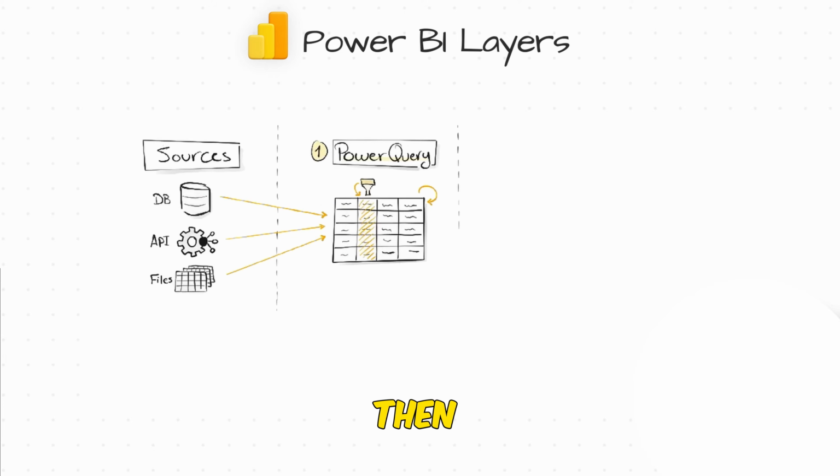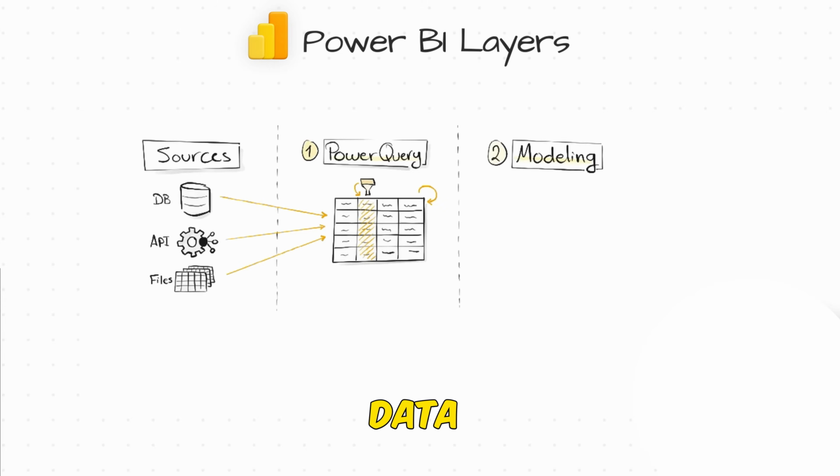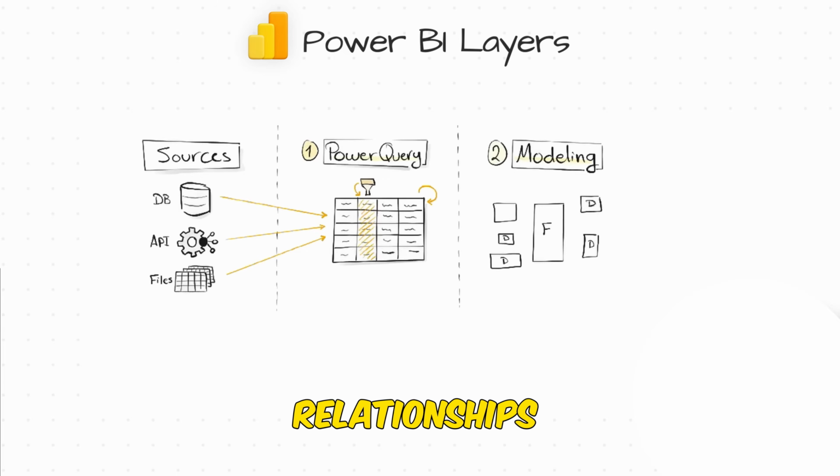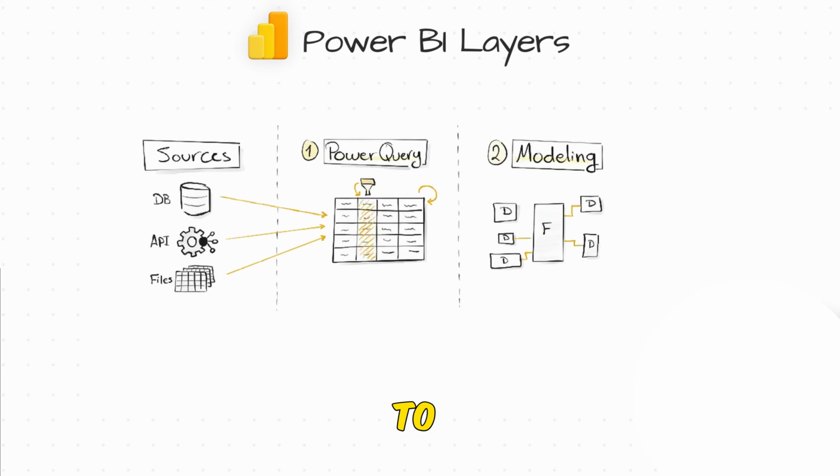Now, once we have that, then we go to the next engine or layer and we call it the data modeling. Now that your data is clean, it's time to organize it. So in this layer, you're going to go and build relationships between tables. You're going to try to build your star schema where you have in the middle your fact table and surround it with multiple dimensions. This is very important in order to have fast dashboards and correct results.